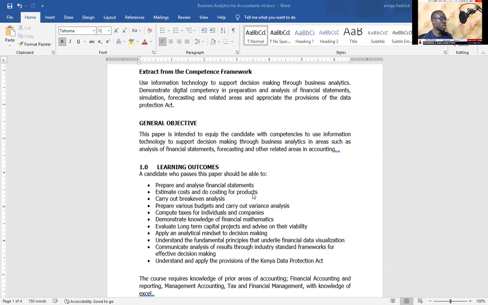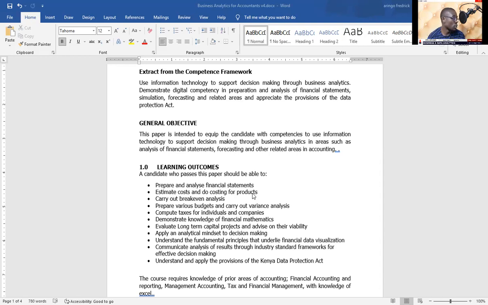You'll also be required to estimate cost and do costing for products, and carry out break-even analysis. I know majority of you, from your knowledge of management accounting, the one you've been doing under CVP, are familiar with how to do this on paper. But what if you are given it in a practical environment? How will you be able to handle that? This unit will enable us to understand the practical area of break-even point analysis and how it is applied in the real world, in a business situation. So you'll find that that is very key.